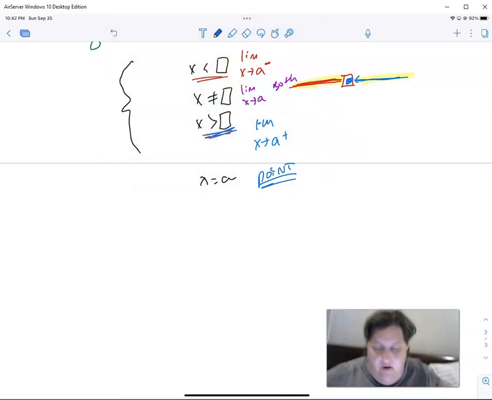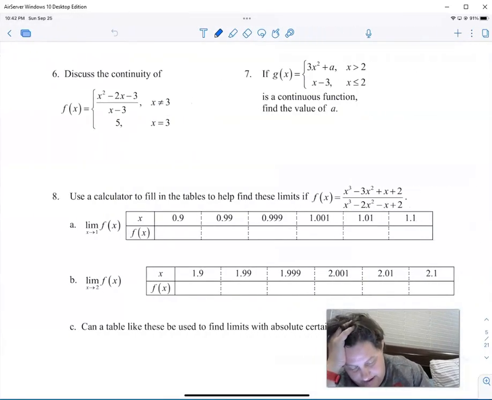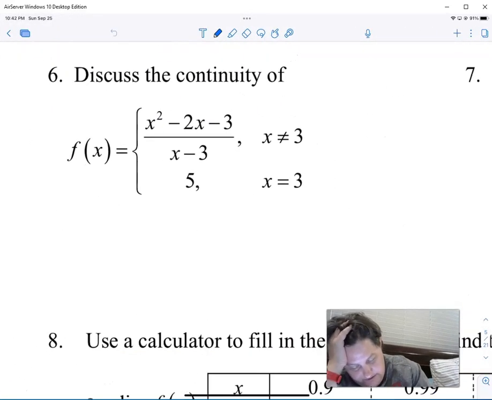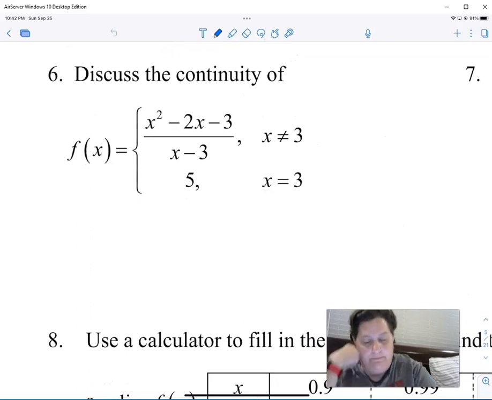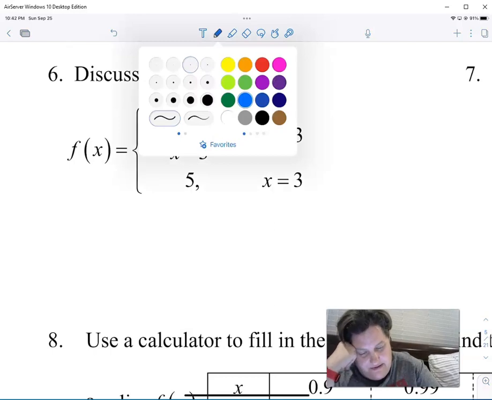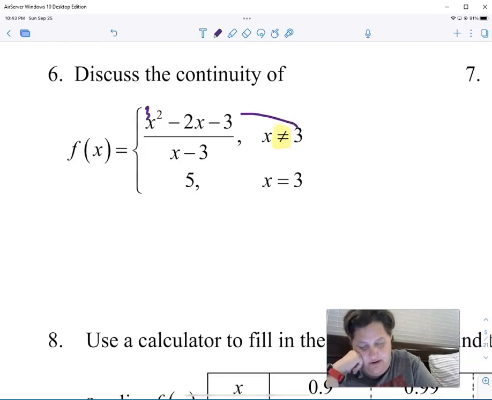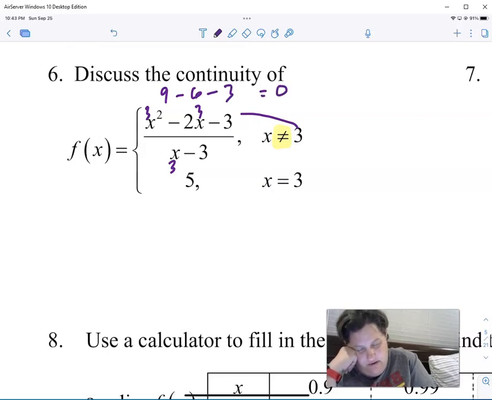All right, so let's head over here and talk about the continuity of this function. Let's start with this. Does not equal means everything except at the point. Now, why can't it be equal at that point? Well, let's take a look. Let's go ahead and plug in 3 for x. So I get 3 squared, that's 9, minus 2 times 3, minus 3, so I get 0 on top, and 3 minus 3, 0 on the bottom.